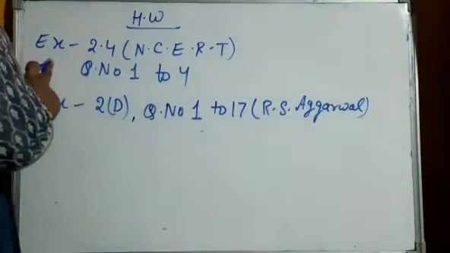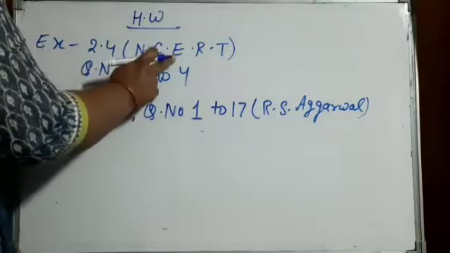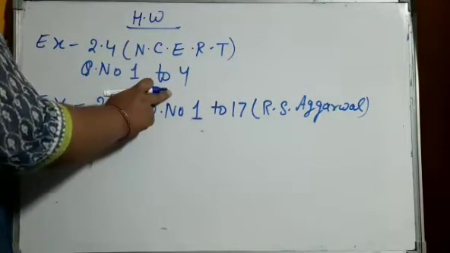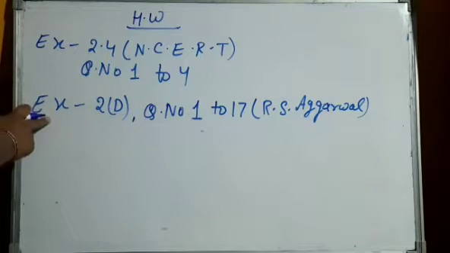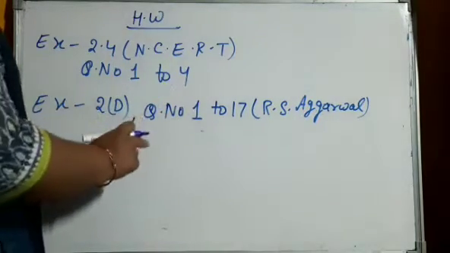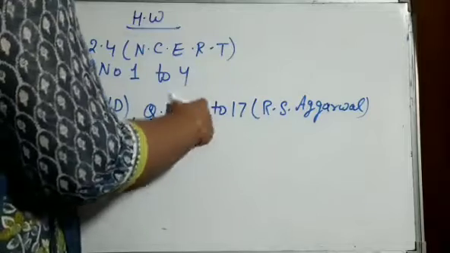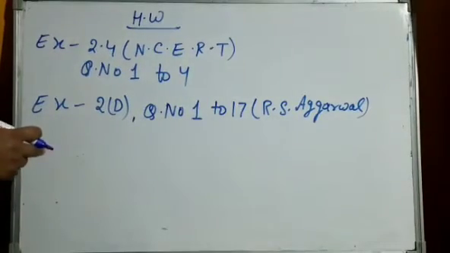Students, you will do homework: Exercise 2.4 of NCERT, question number 1 to 4. Question number 5, on the next day I will explain with you. And Exercise 2D of R.S. Agarwal, question number 1 to 17. In the next video, a few more questions based on the factor theorem will be discussed. Thank you.